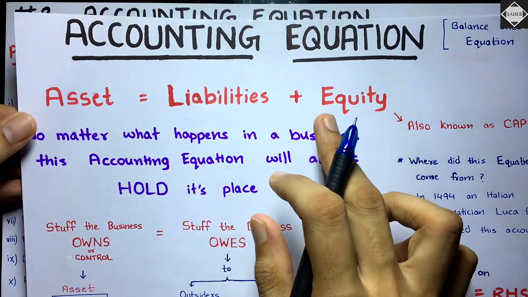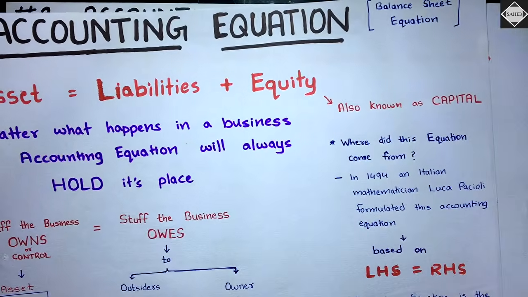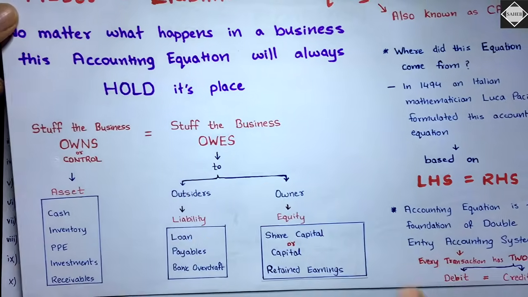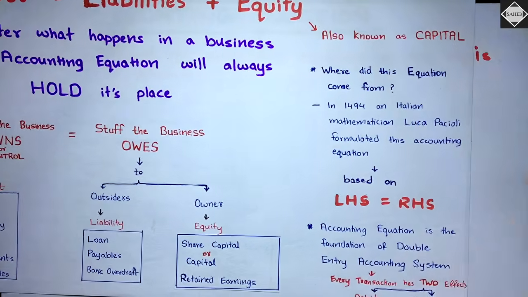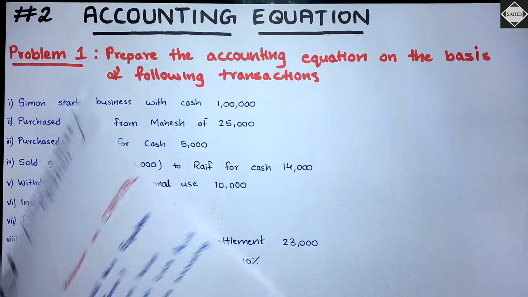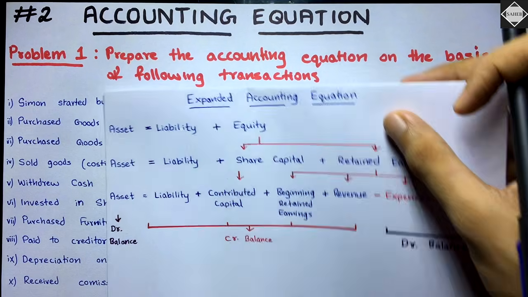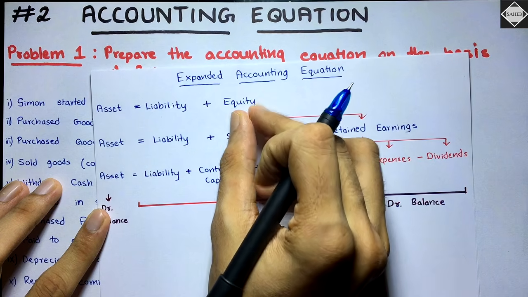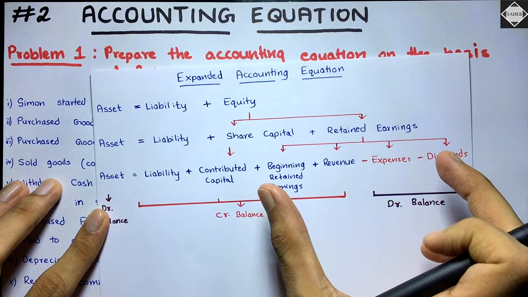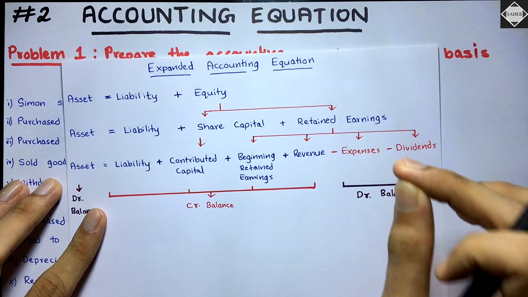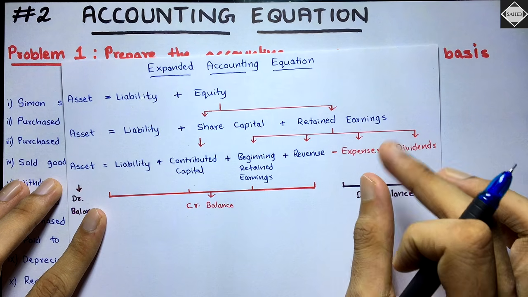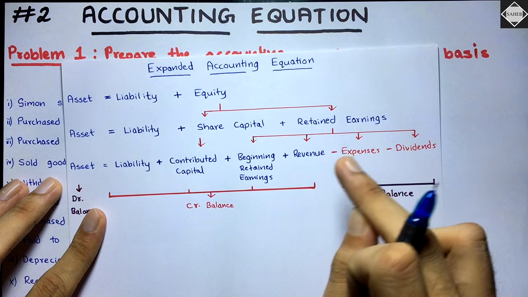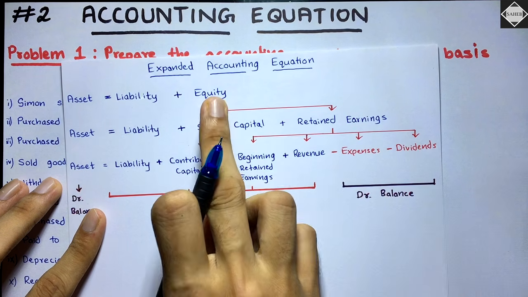Asset is equal to liabilities plus equity or capital, and we have discussed everything related to it, right? What it means, what's its history, everything we have understood. And also we have discussed the expanded accounting equation, right? We have seen how this equity or capital is expanded. And the most important part over here was that revenue and expenses affect the capital or equity.